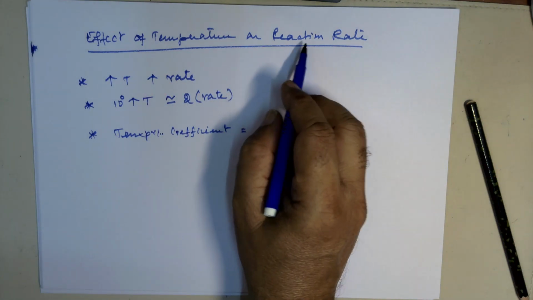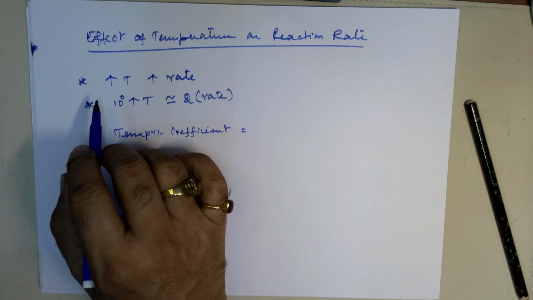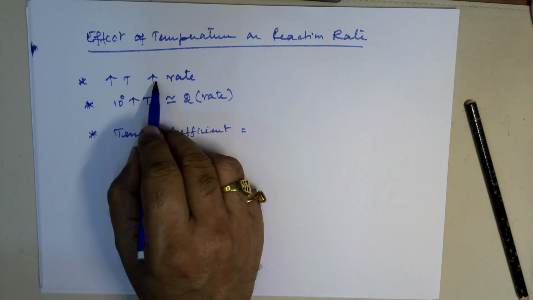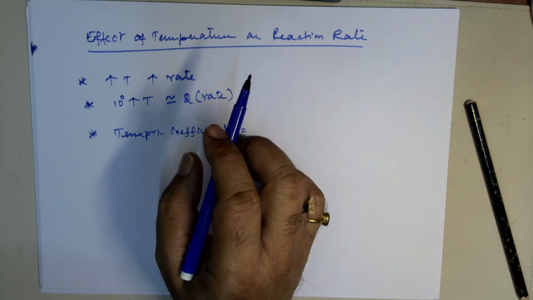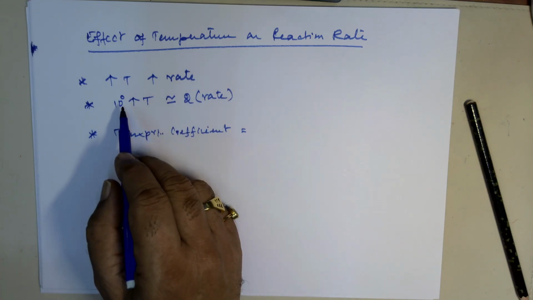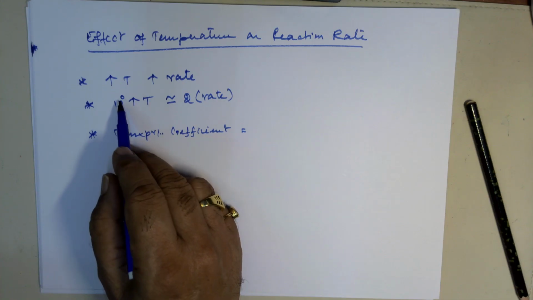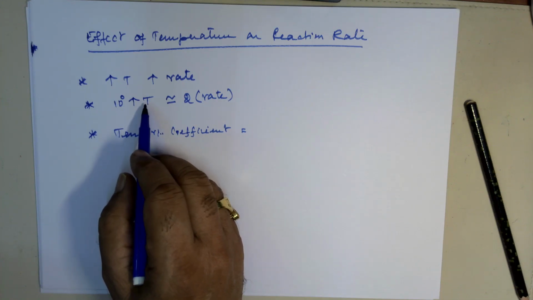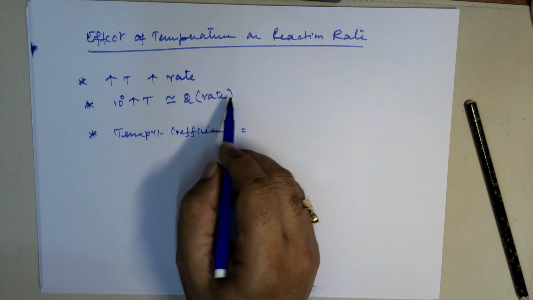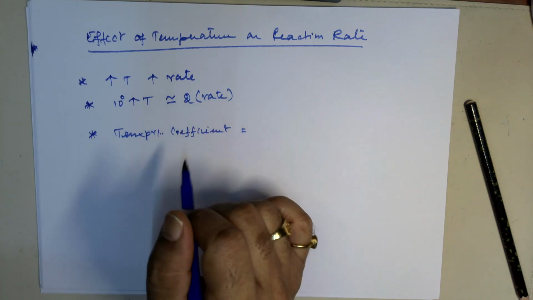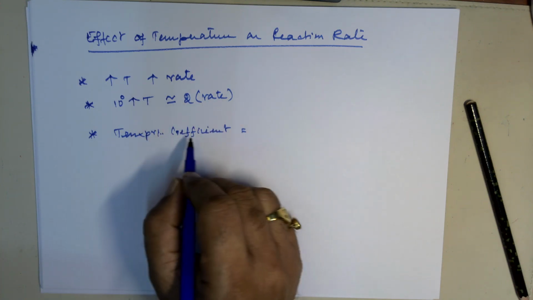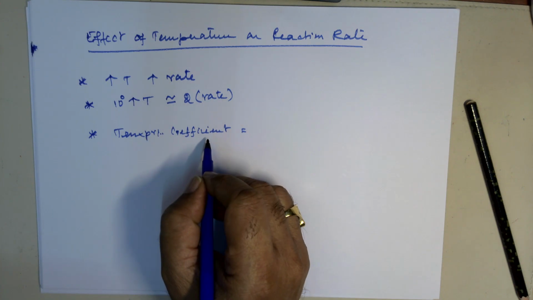Effect of temperature on reaction rate. Increase of temperature increases the rate of the reaction. Usually, a 10-degree increase in the temperature will result in twice the rate of the reaction, approximately. And this can be mentioned as the temperature coefficient.